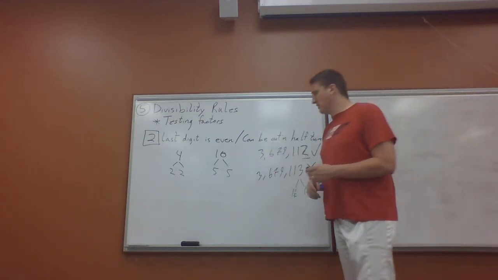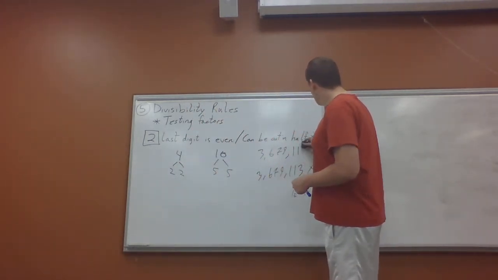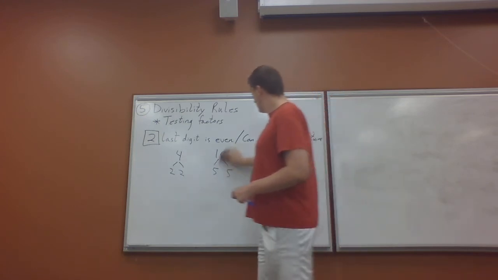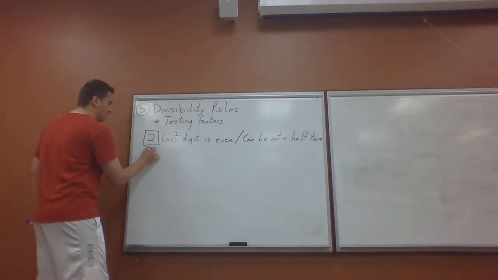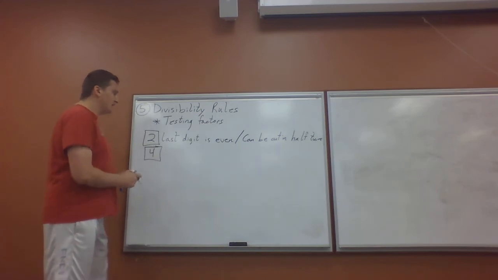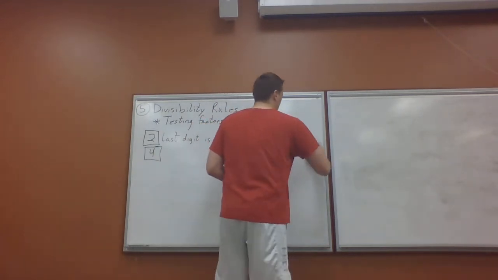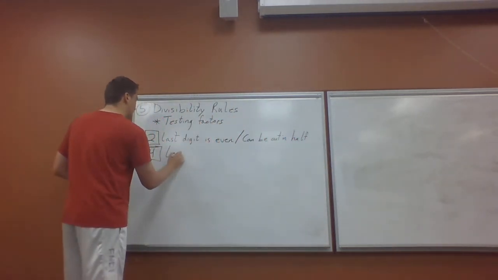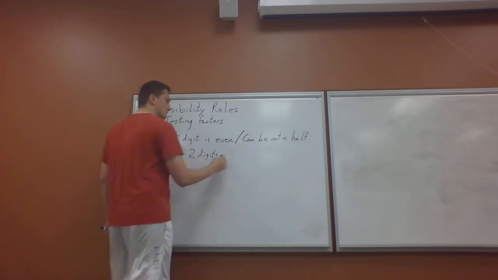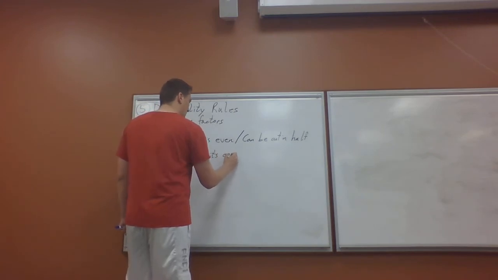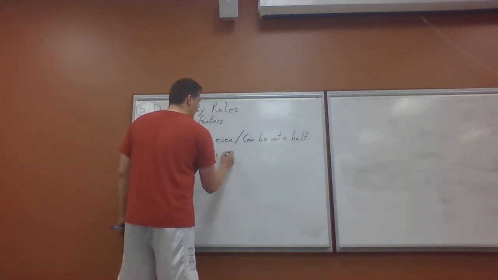Now this relates to divisibility by 4. I'll go over that one, then I'll go to divisibility by 3. So, divisibility by 4. Let's see, just cut the number in half. So, the last 2 digits can be cut in half twice.